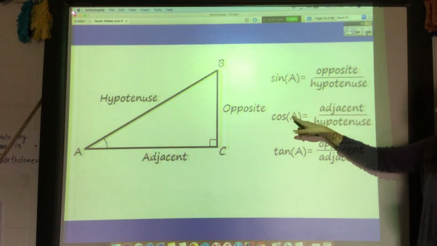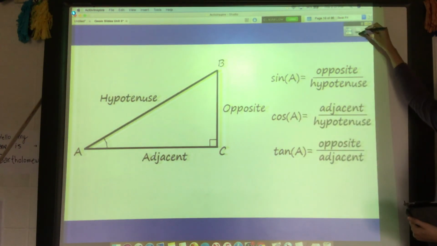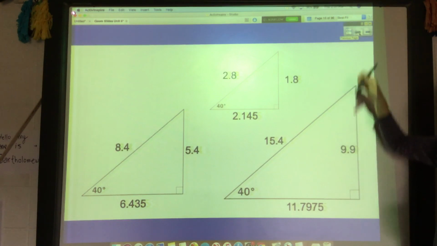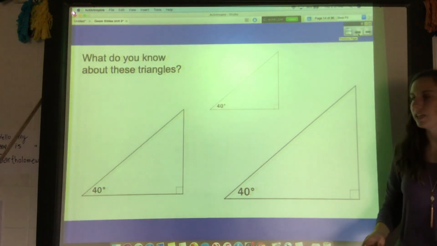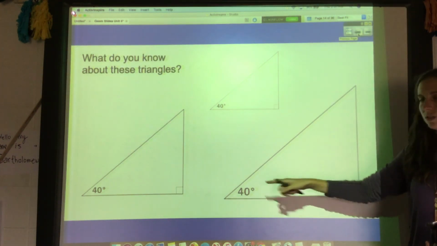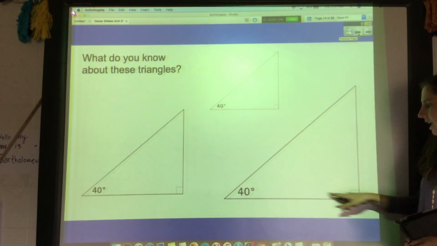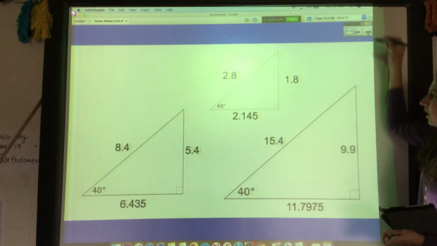Here you would fill in a degree measure. So for example, instead of 60 degrees like we did on the last one, let's take a look at 40 degrees. Once again, I know these are similar triangles because of the angle property, and here are their measurements.